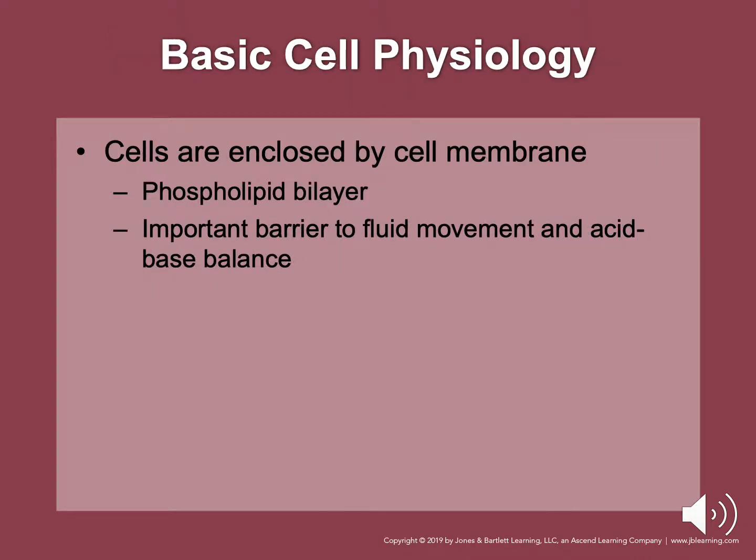All right. So basically, cell physiology: cells are enclosed. The cell membrane is enclosed by the cell. Compounds must move through the membrane to enter the cell. The composition of the cell membrane allows it to have selective permeability, composed of a phospholipid bilayer, which is an important barrier to fluid movement and the acid-base balance.